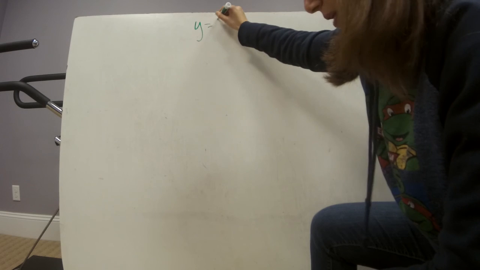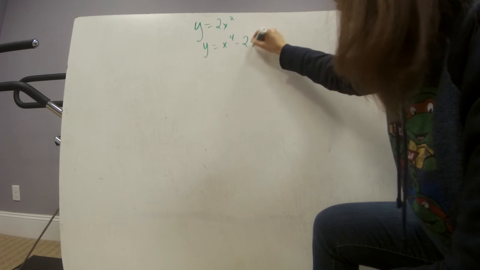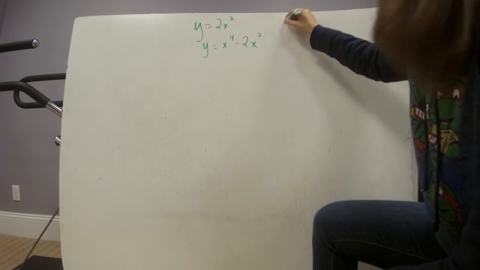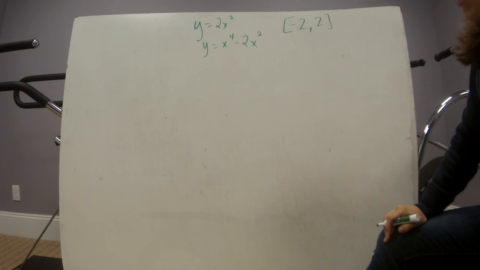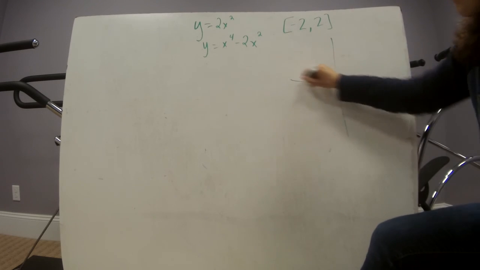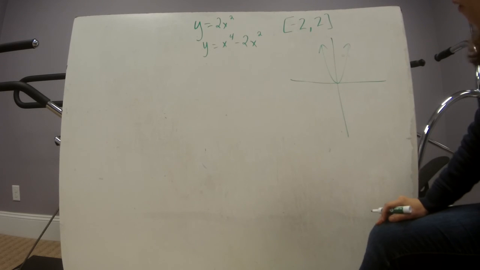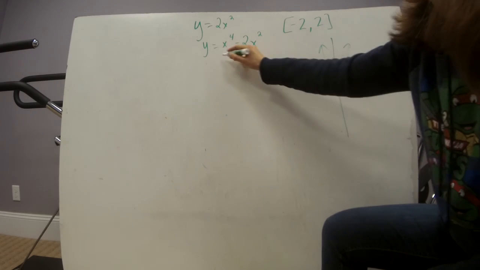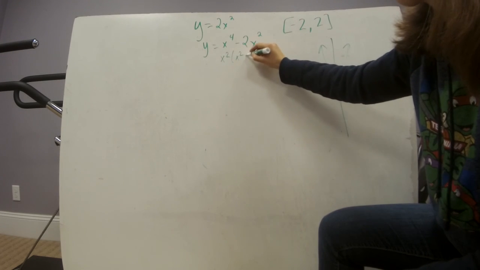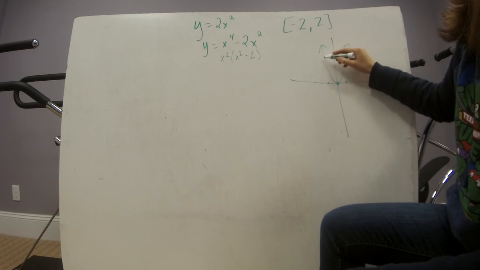The green one says y equals 2x squared and y equals x to the 4th minus 2x squared. It actually gives us a bound and a region, which is really nice. If I were to graph this, my guess is that 2x squared is just a parabola that opens upward. The x to the 4th one definitely goes through 0. If I factor an x squared out of this, my guess is that it goes through like here and here, and maybe it does some sort of W thing.